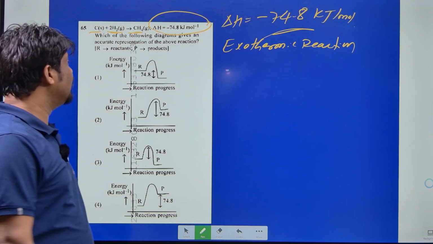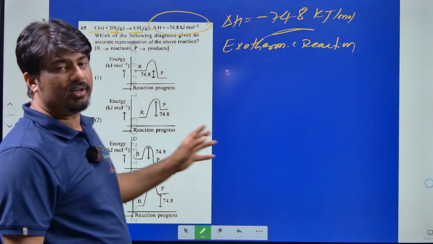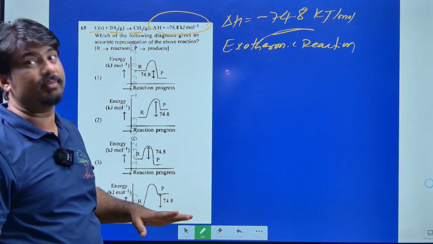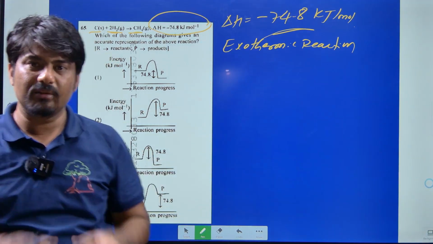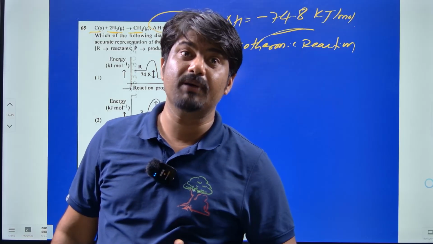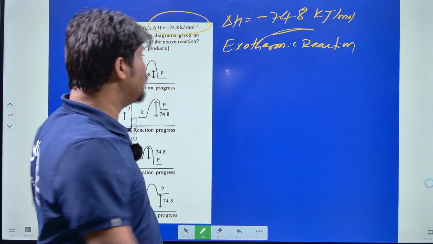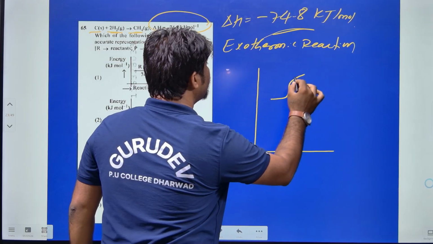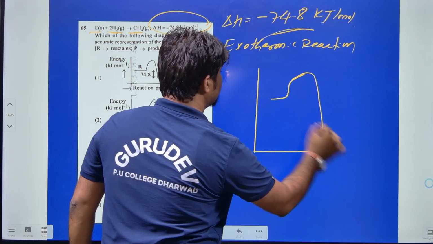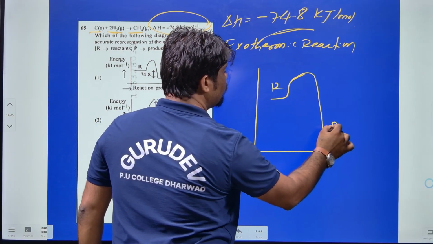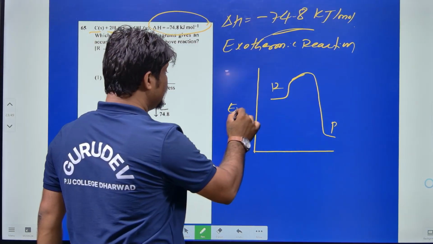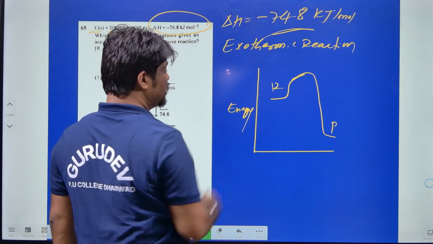R is reactant and P is product. Dear all, if the reactants are converted into products by releasing energy, it undergoes an exothermic reaction. In this exothermic reaction, the products are more stable because of the less energy. This is a reactant and product. The products are more stable because of the less energy.